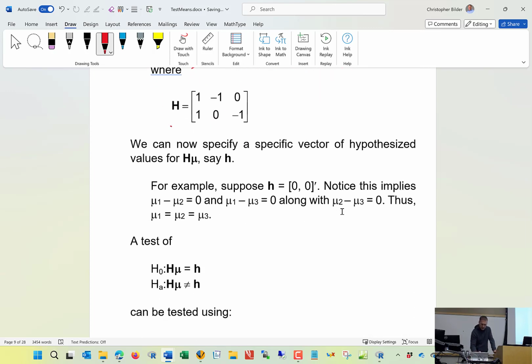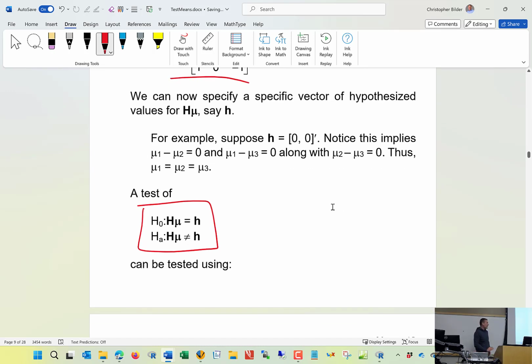Here's my H matrix. And so what this means then, in terms of if I want to do a hypothesis test, is that this is what my hypothesis test now looks like. This H matrix times mu is equal to some constant vector. How about we just call it little h, for lack of a better letter? And that constant vector is a 0, 0 vector. And you could do this for any other H's. I'm just showing you one particular H here.